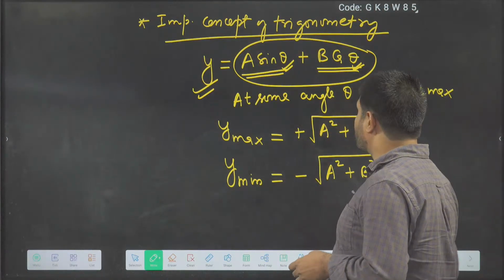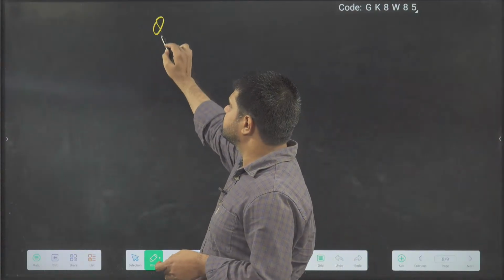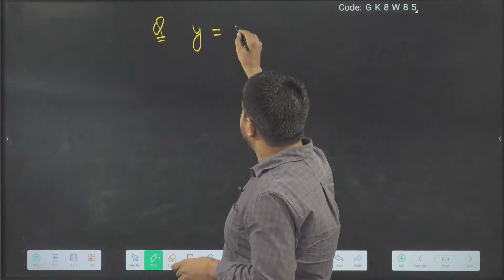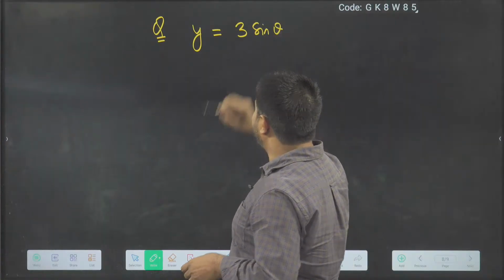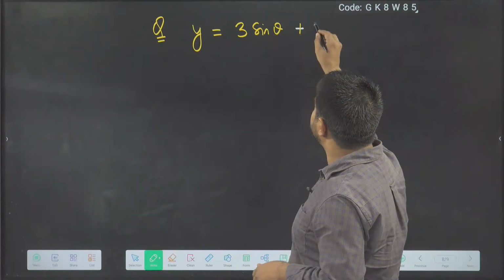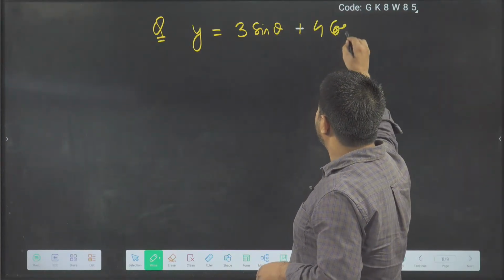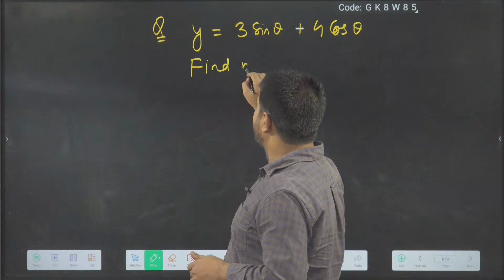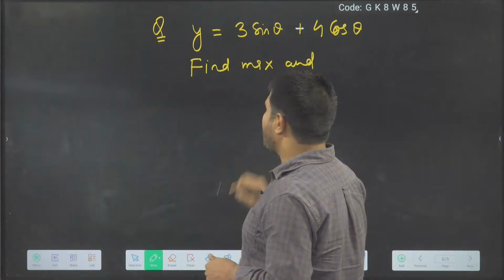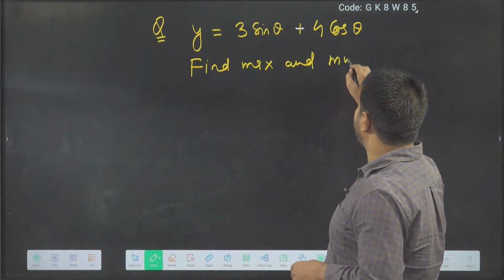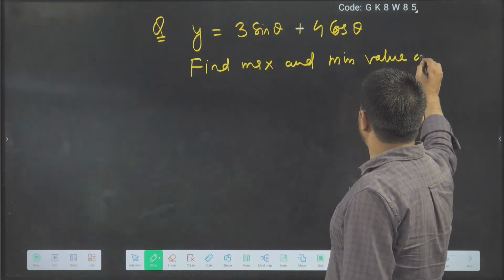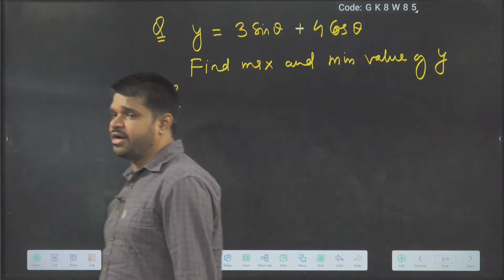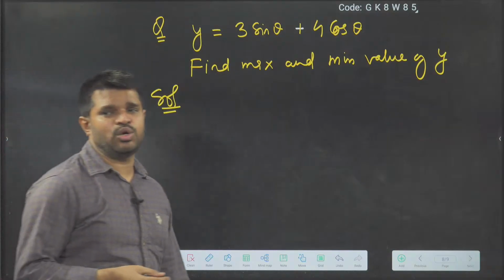Okay. Question is like this. Y is equal to 3 sine theta plus 4 cos theta. Find the maximum and minimum value of y. So you have to find the maximum and minimum value of y.